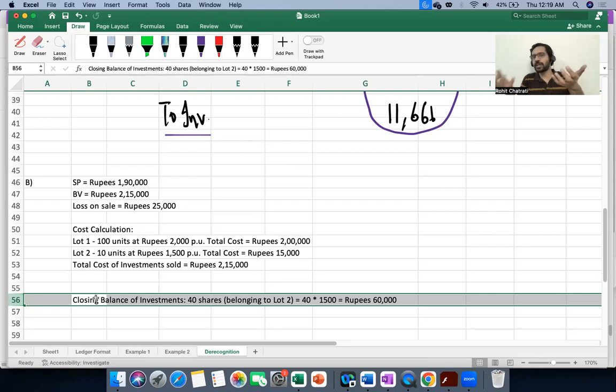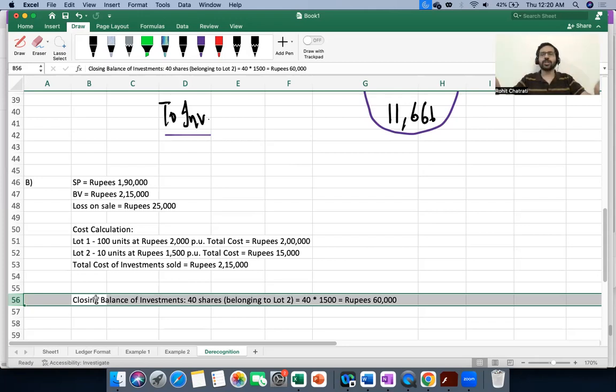And if you see, 215 plus 60 is equal to 275, which is the amount that I spent initially. So we are breaking that 275 into two parts: the cost of investments sold and the cost of investments that I'm carrying forward to the next period. This is how we calculate the closing balance of investments.